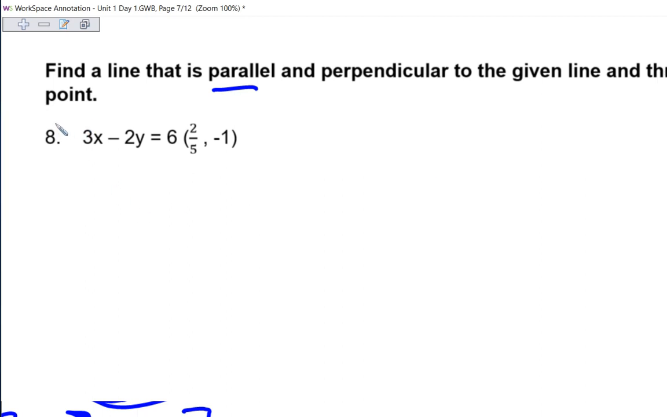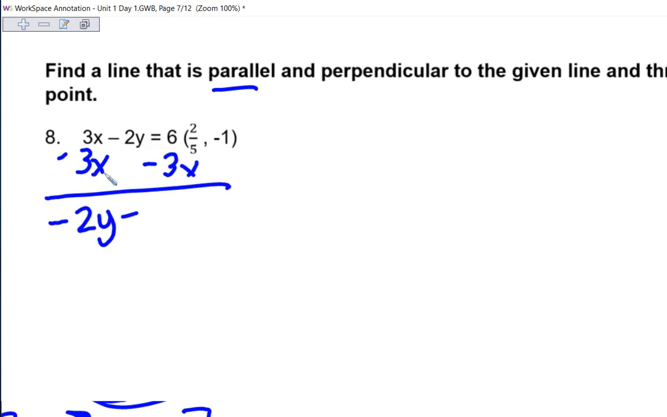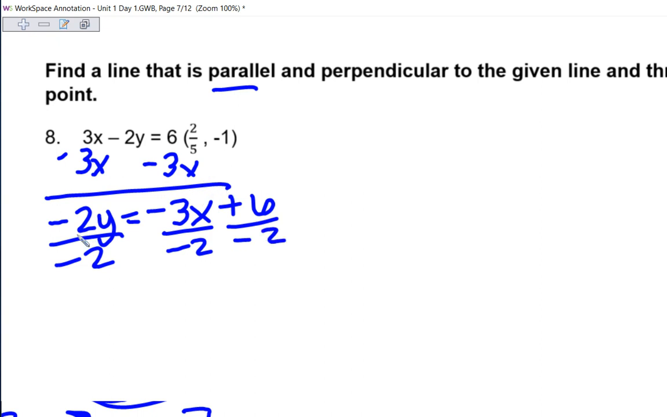Okay, so first step would be subtract 3x to both sides. So that gives me negative 2y equals negative 3x plus 6. Divide everything by negative 2. And we get y equals, this simplifies to positive 3/2x minus 3. Now we're ready to come up with a parallel line. Let me do that over here.